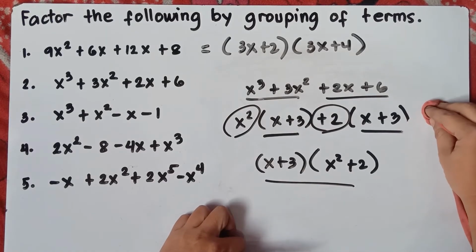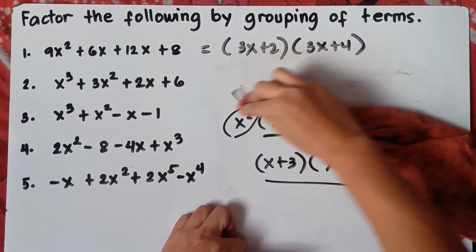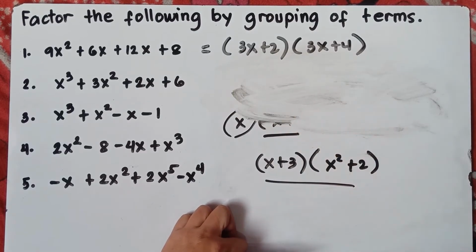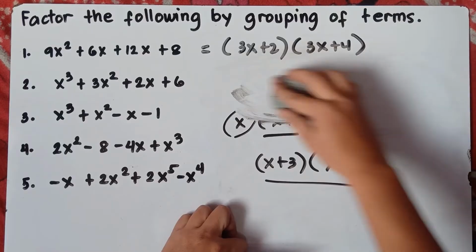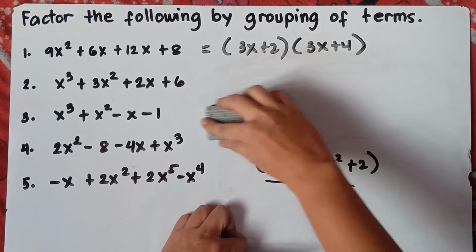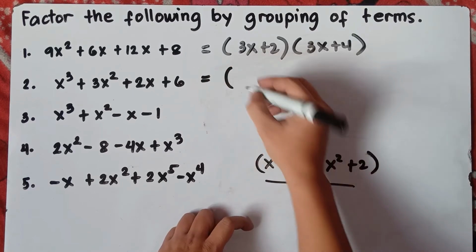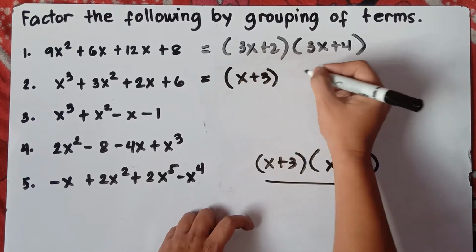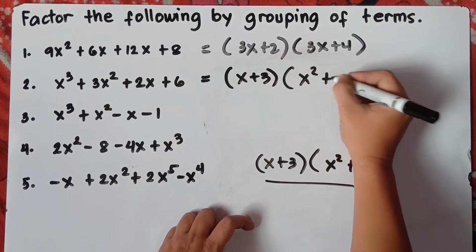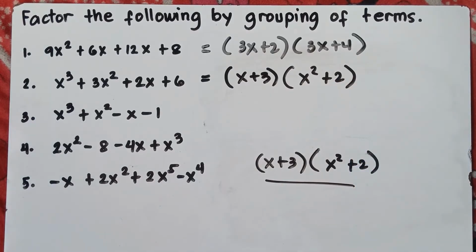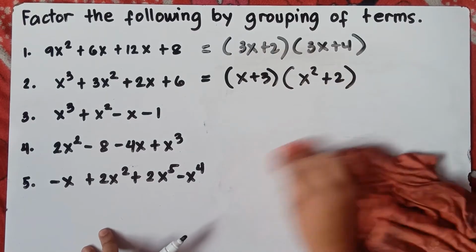So let me erase this part. So if you master this one, I'm sure it would be really easy for you, class, for numbers 3, 4, and 5. So this will be, so we have x plus 3 and x squared plus 2. Let's start with number 3. Proceed to number 3 now.